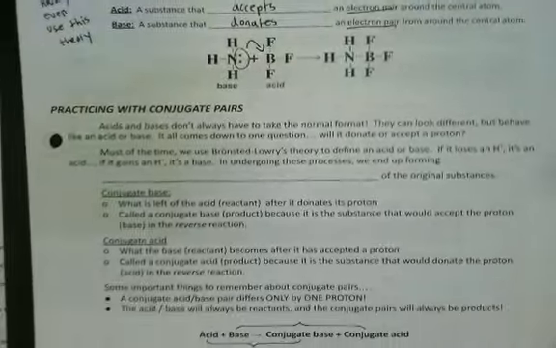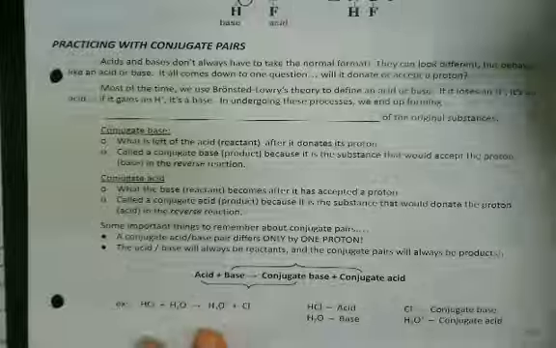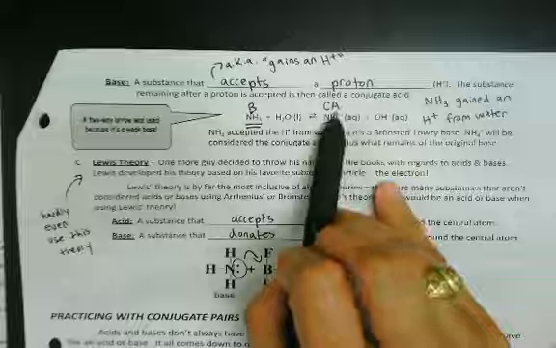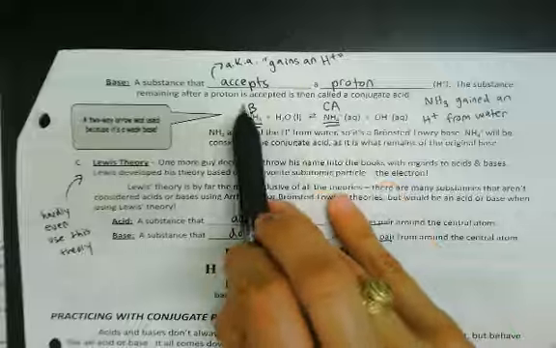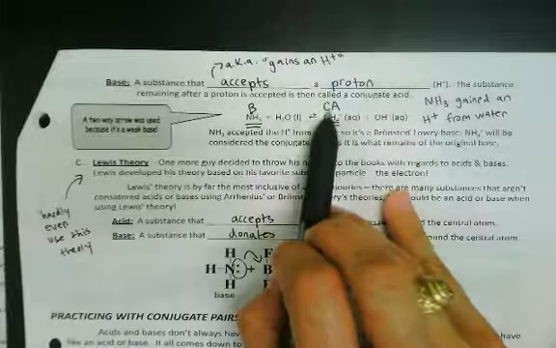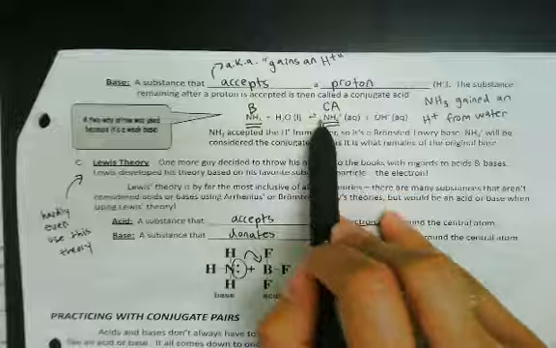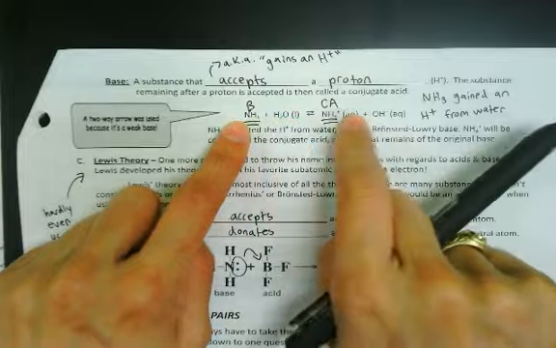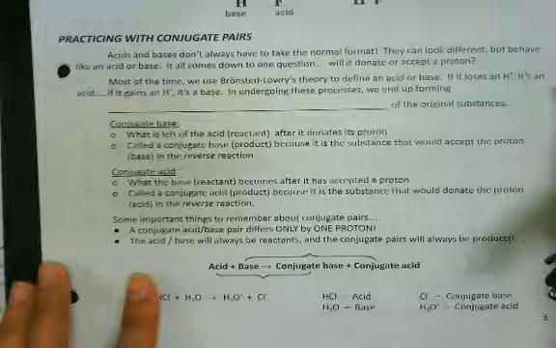Cool. And let's get a little bit more into practicing with conjugate pairs. We started to talk about conjugate pairs up here. I told you that we identified this guy as a base, and so that would mean that this is the conjugate acid that goes with this conjugate base. And so what we did up here, looking at this example, is we actually identified something called a conjugate pair.